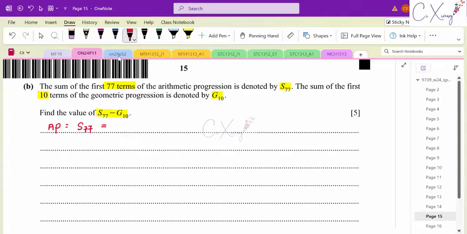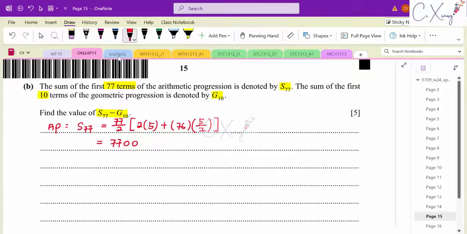So what's the formula? It will be n divided by 2, then 2a. We need to find the value of a in the arithmetic progression, and we already know it is 5 just now, right? So 2a plus n minus 1 d. So 77 minus 1, you get 76. And the value of d that we calculated just now is 5/2. Then if you simplify this particular term, you'll be having 7700.